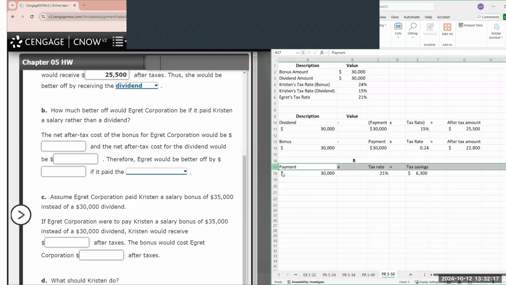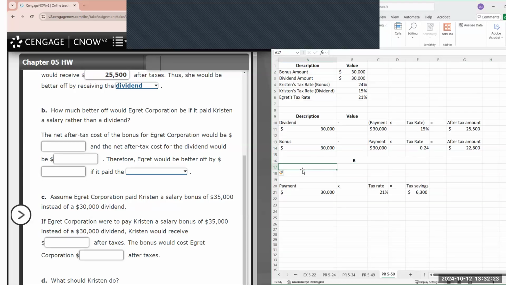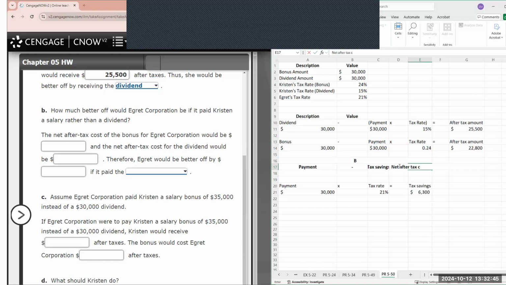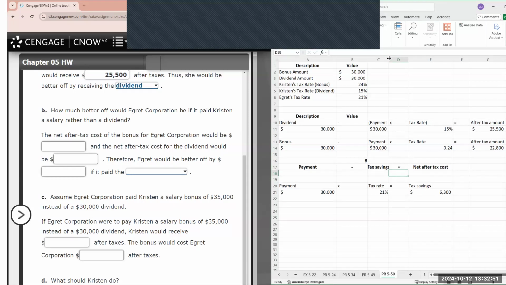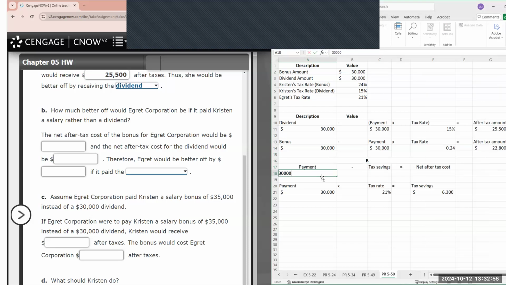In order to determine the net after-tax cost, it would be calculated as follows. The payment minus the tax savings equals the net after-tax cost. So the payment amount is $30,000.